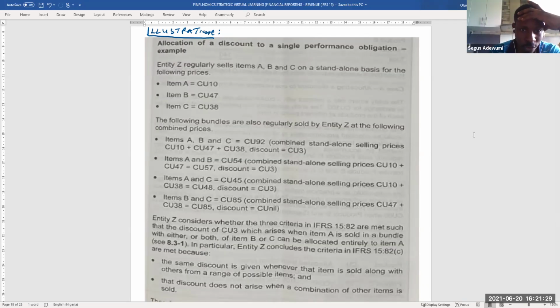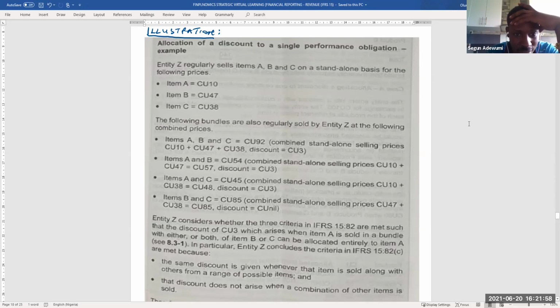Allocation of a discount to a single performance obligation. Example: Entity Z regularly sells items A, B, and C on a standalone basis for the following prices. Item A, 10 CU, item B, 47 CU, item C, 38 CU. The following bundles are also regularly sold by Entity Z at the following combined prices.